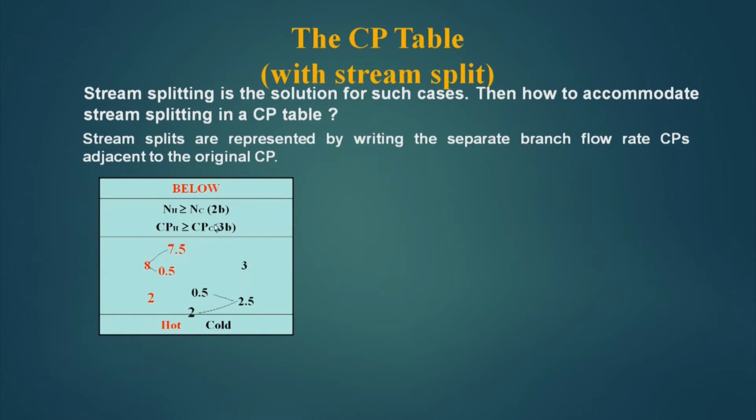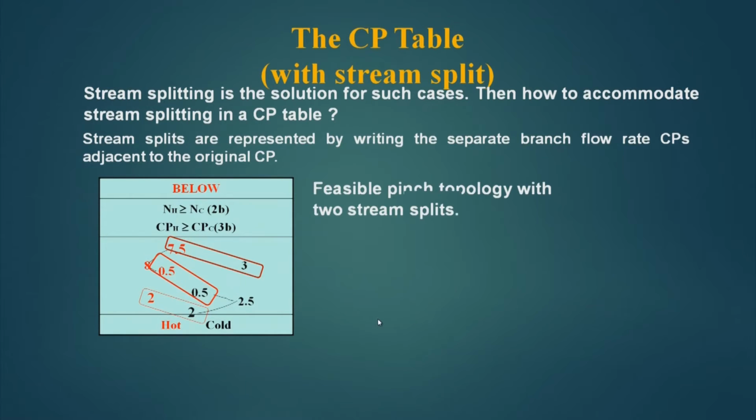Now, why have we done this splitting business? Because by splitting we can satisfy this rule. Now, we can put up matches. 7.5 can be matched with 3, because here CPH, which is 7.5, is more than CPC, which is 3. 0.5 with 0.5, because CPH is equal to CPC here, and here 2 and 2 can be matched. So, CPH is equal to CPC. So, this is a valid matching.